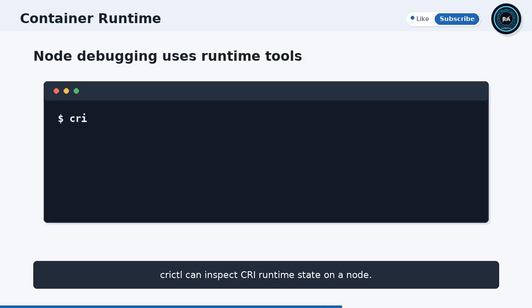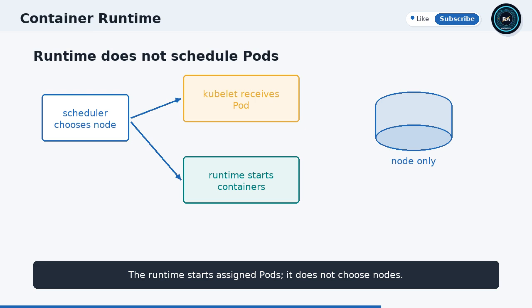On a node, administrators may use crictl to inspect containers and images through CRI. That is lower level than normal application debugging. The runtime does not decide which node gets a pod. Scheduling happens earlier. The runtime only acts after kubelet receives work for its node.